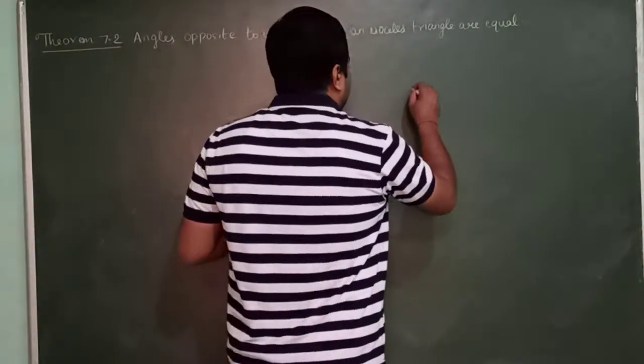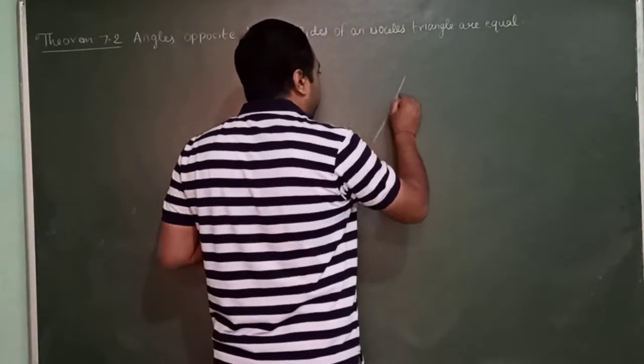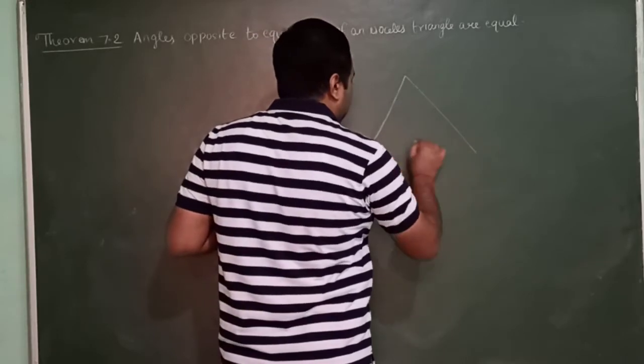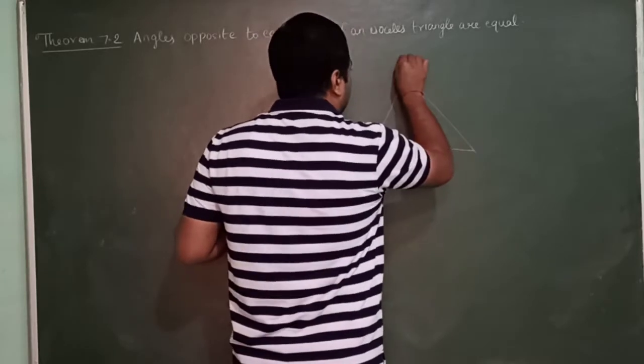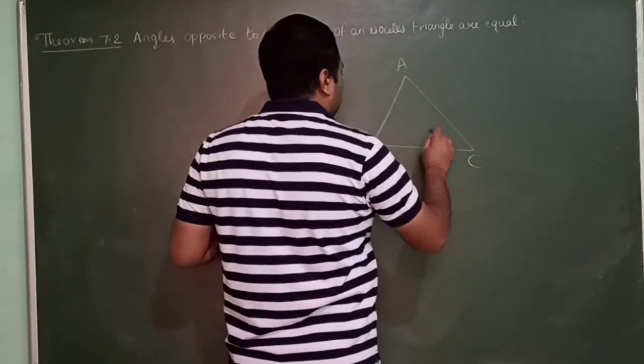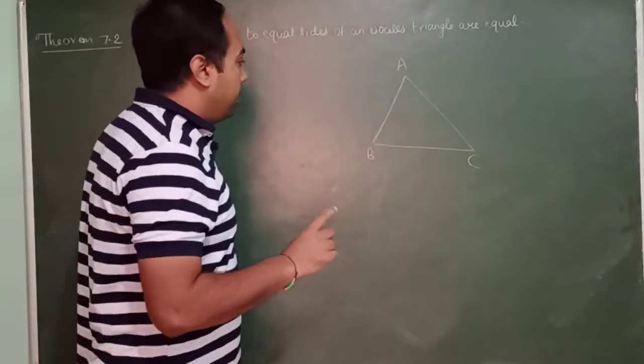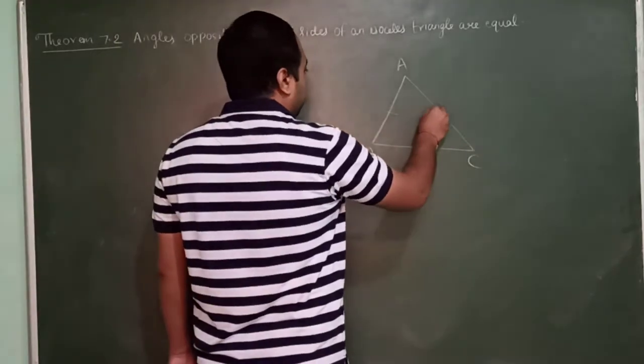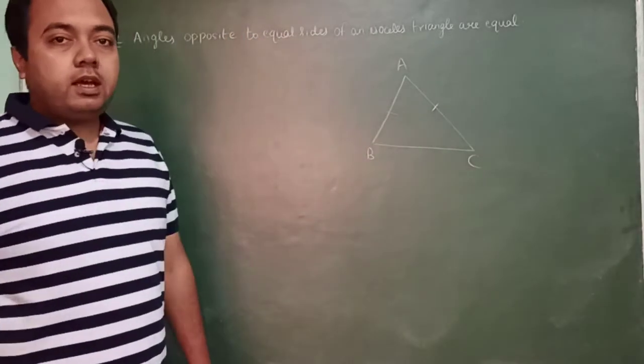Now, suppose that there is an isosceles triangle. First, I am drawing the figure. This is your isosceles triangle ABC. A, B, C. Now, in this isosceles triangle ABC, suppose AB is given equal to AC.